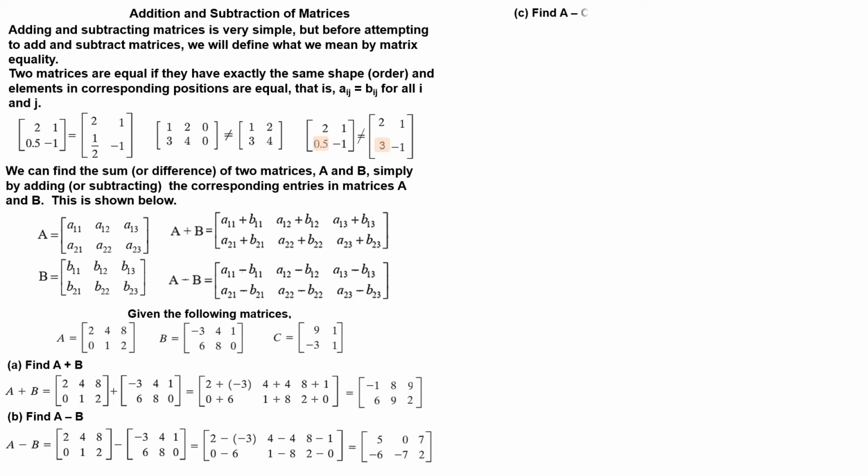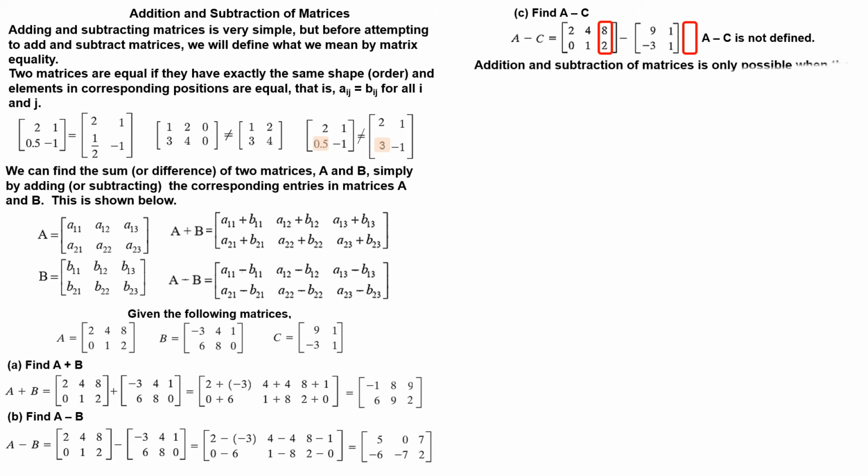Find A minus C. We cannot subtract these matrices because some entries in one matrix will not have a corresponding entry in the other matrix. A minus C is not defined. This shows us that addition and subtraction of matrices is only possible when the matrices have the same order or same size.